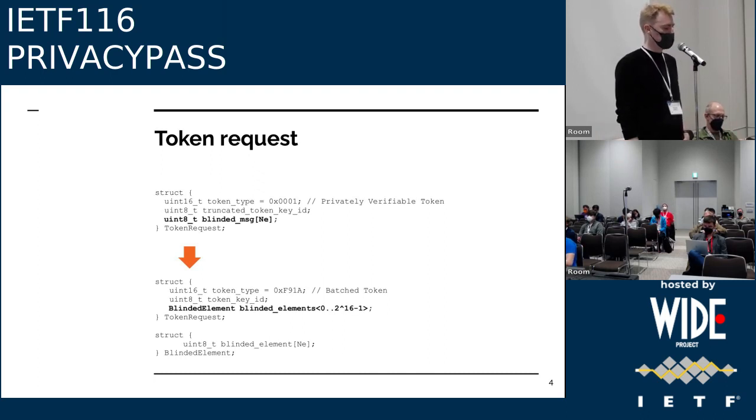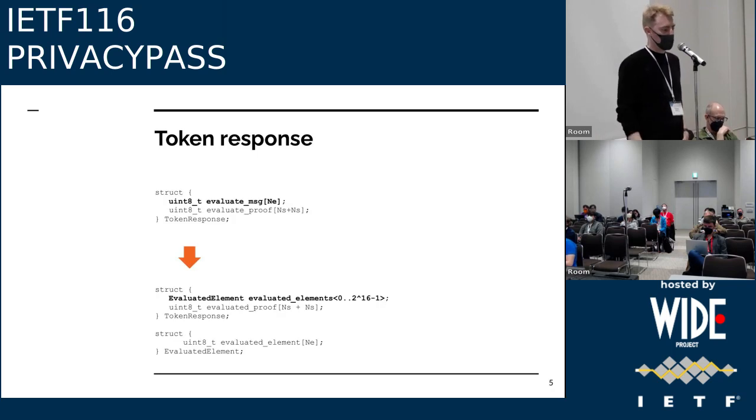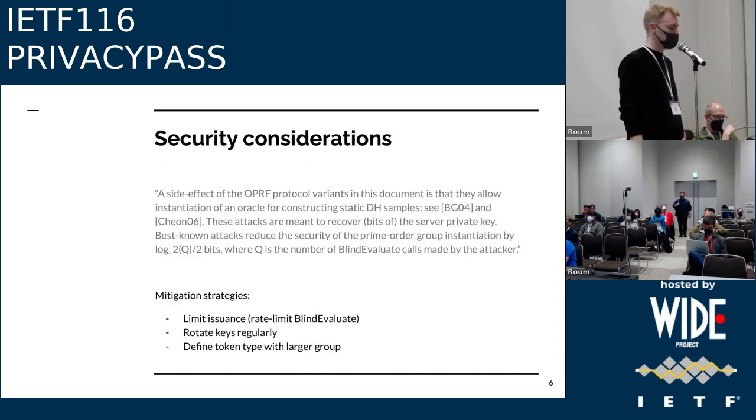Next slide, please. So for the response, it's the same thing. We have an evaluated message for the privately verifiable tokens and an array for the batch tokens.